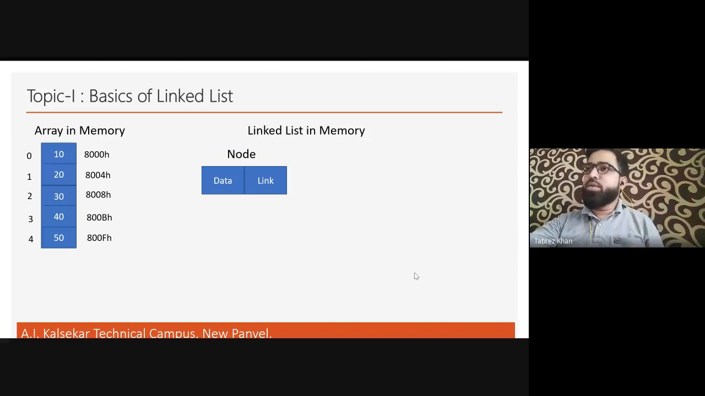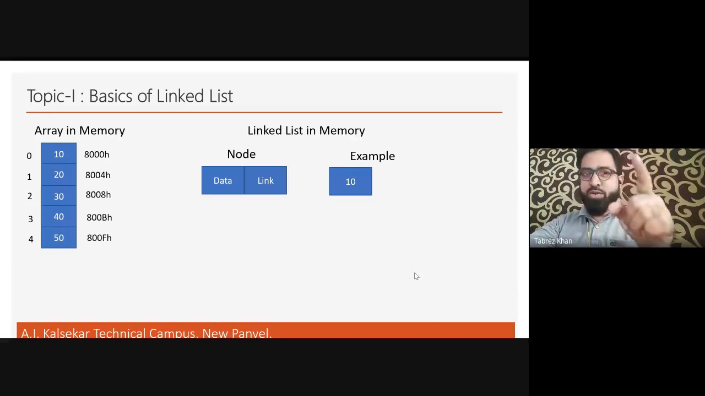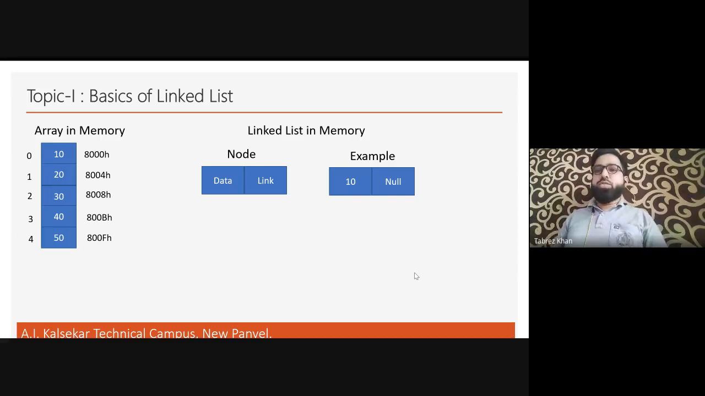Okay. And here we have the example of a single node. For example, the data is 10, as we have in the case of the first element of our array. So here also we have one node, and that node has the data part as 10. And if I have only one node in my list, that node is not pointing to any other node. So the link part of that node would be null. So this is one node, the data part of the node is 10, and the link part of this node is null, because this node is not pointing to any other node. Okay. So this is how a linked list is represented in memory.